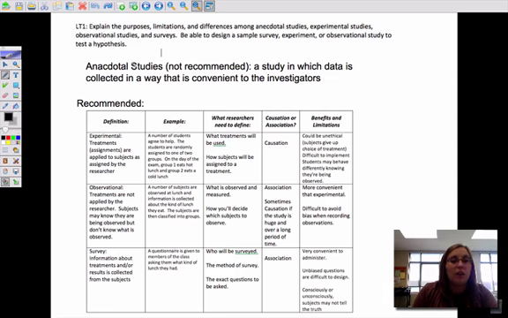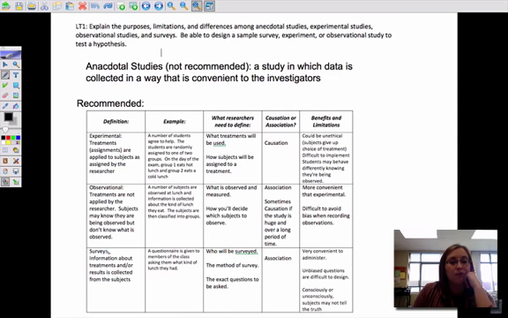So anecdotal studies are not recommended. These are studies in which data is collected in a way that's just convenient to the investigator. So it's going to be a really quick poll, done really conveniently, and it's probably not going to be very reliable. Recommended are one of these three methods here. We've got experimental. That's when treatments or assignments are applied to subjects by the researcher. Observational is when treatments are applied by the researcher or are not applied by the researcher. Subjects may know they're being observed, but they don't know what they're actually being observed on.